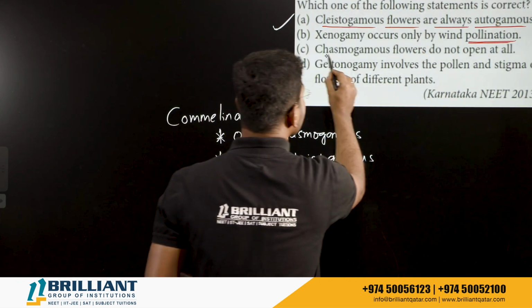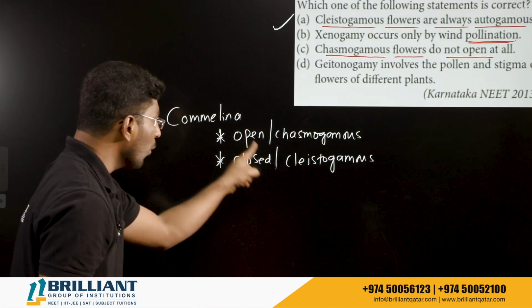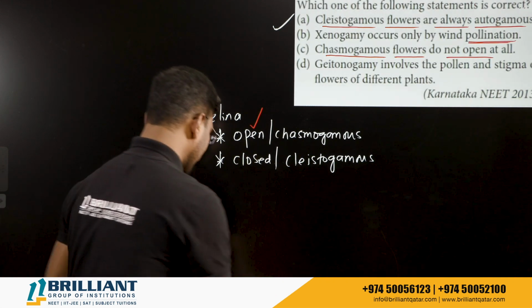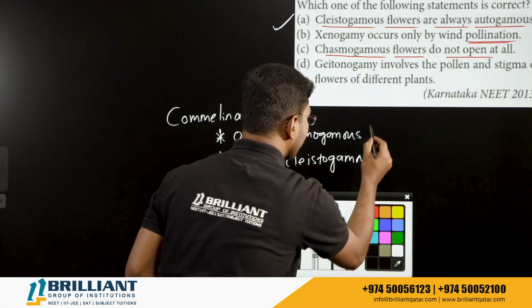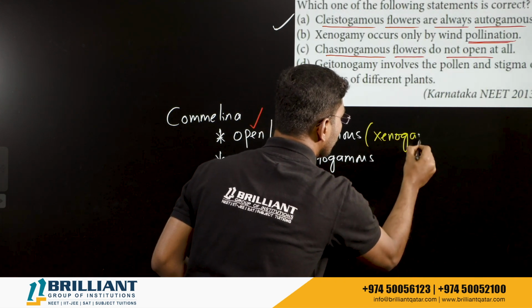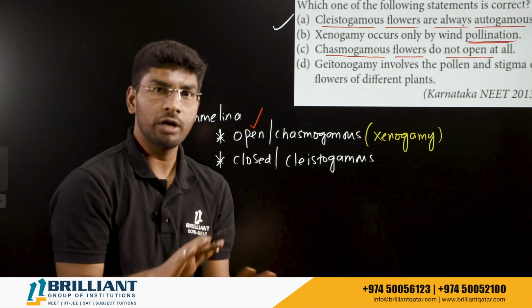Next, chasmogamous flowers do not open at all. What did I say? Chasmogamous flowers are open flowers. They always show what type of pollination? Xenogamy. So the third option is also incorrect.